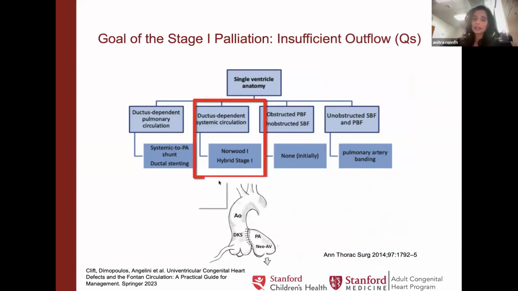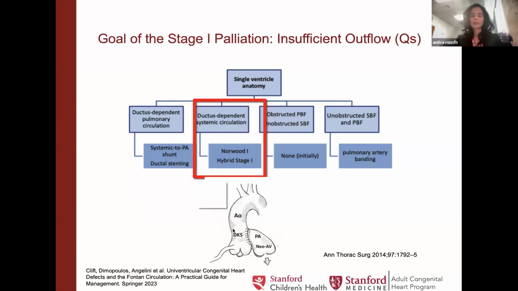And lastly, what about the situation where we have ductal dependent systemic circulation? So in other words, as that PVR falls, blood will want to go more to the lungs. You'll have less blood flow to the body, and there can be resulting shock. So we need to construct a stable systemic outflow. For example, the stage 1 Norwood, or hybrid stage 1 rather, in the case of insufficient systemic blood flow.